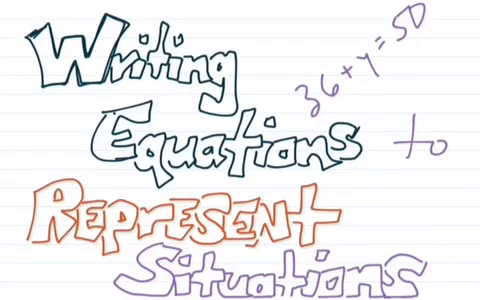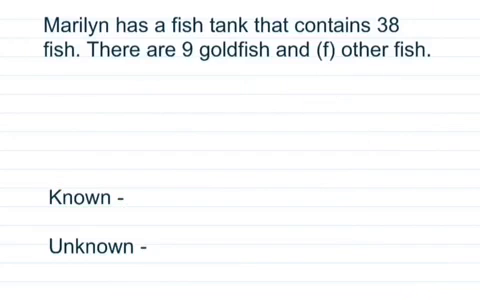Writing equations to represent situations, or in this case, writing equations to represent information in a word problem. Here's our example. Marilyn has a fish tank that contains 38 fish. There are 9 goldfish and F other fish. The way to think about this is to figure out what information we know, what's the known information, and then what's the unknown information. Then we just use that to write an equation. We're not even going to solve the equation right now. We're just going to write it.